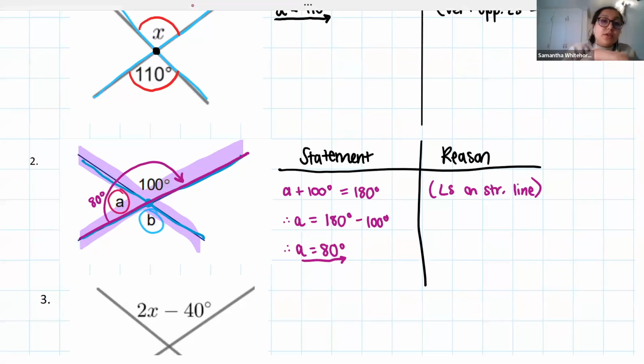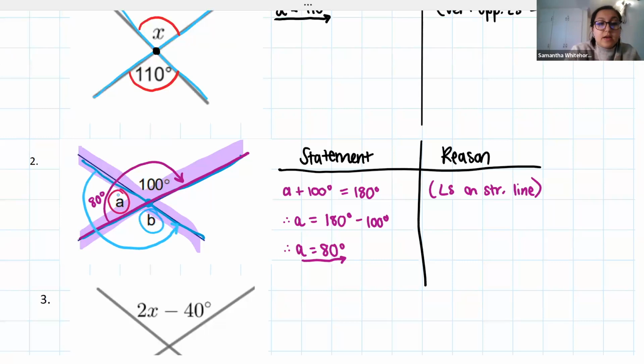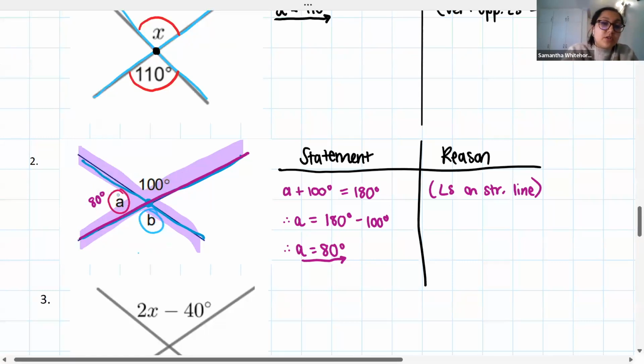Okay, now for B, there's a couple options that you have. Either you can use angles on a straight line again, with the 80 and the angle B, and you can work it out like that. But because we've just learned this cool new reason of vertically opposite angles, let's see if we can apply that.